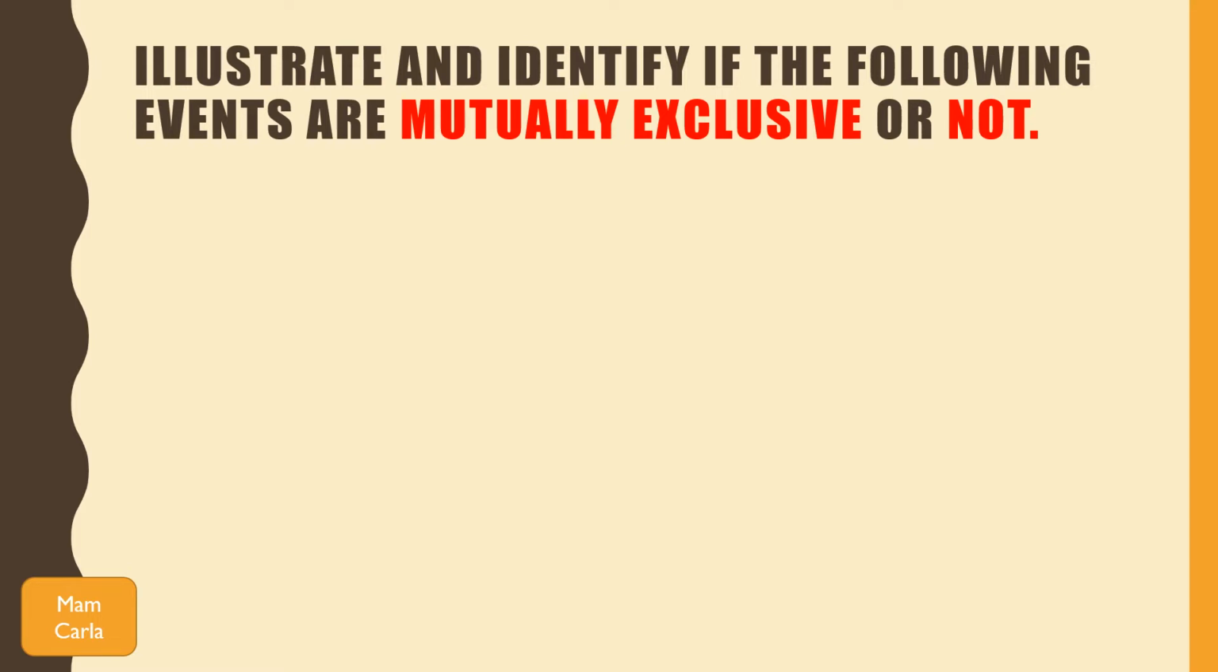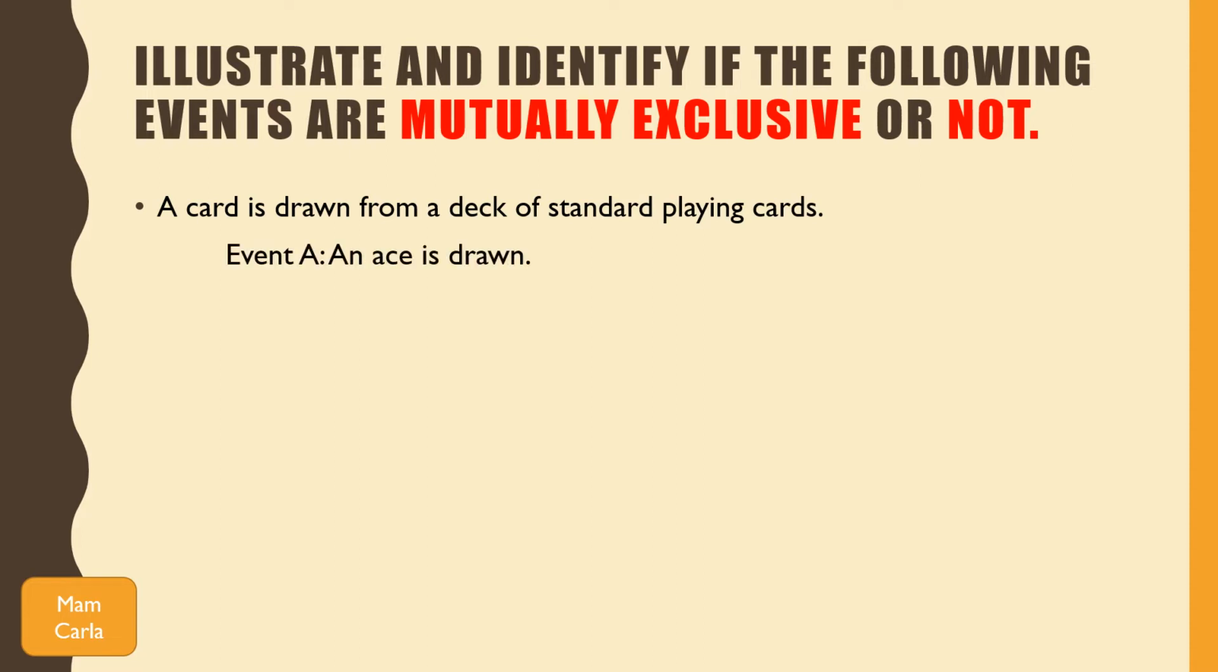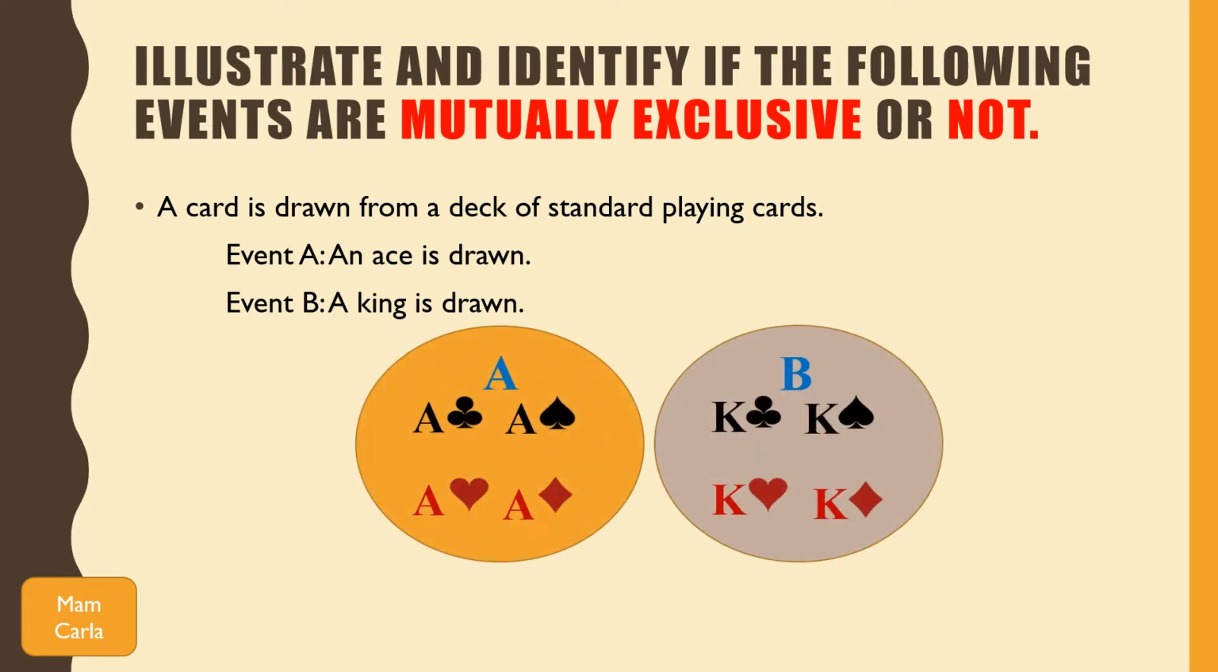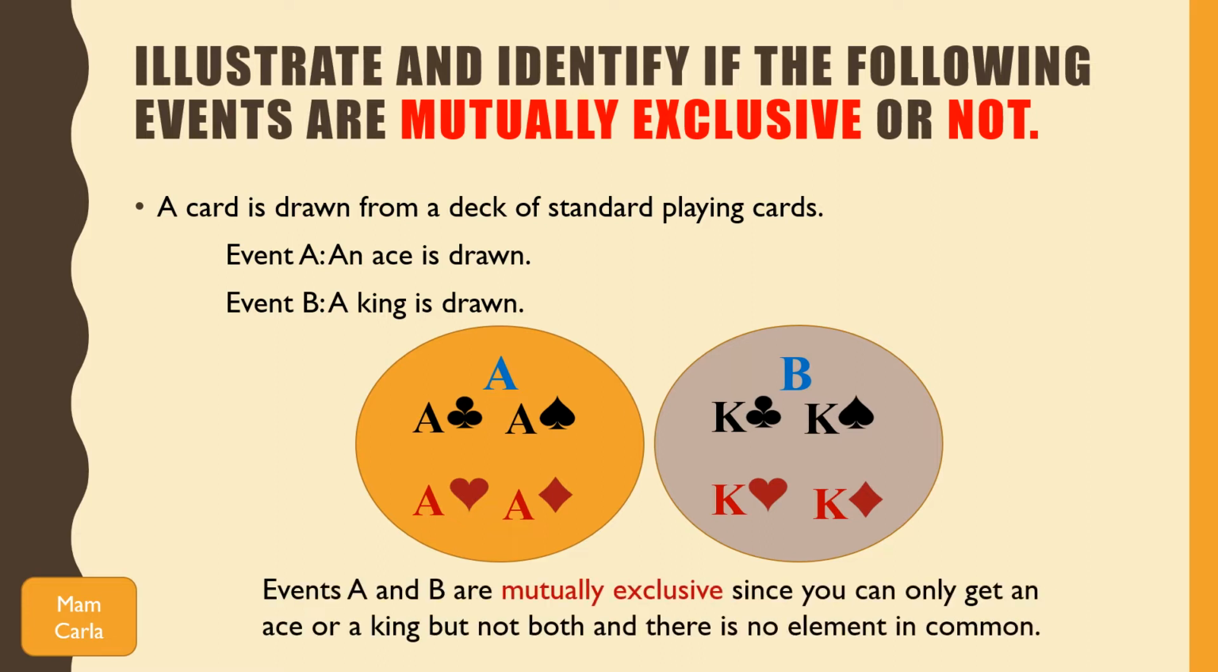Let us illustrate and identify if the following events are mutually exclusive or not. A card is drawn from a deck of standard playing cards. Event A, an ace is drawn. Event B, a king is drawn. If you illustrate that using a Venn diagram, we have the following illustration. So events A and B are mutually exclusive since you cannot get an ace and a king at the same time, and there is no common element.